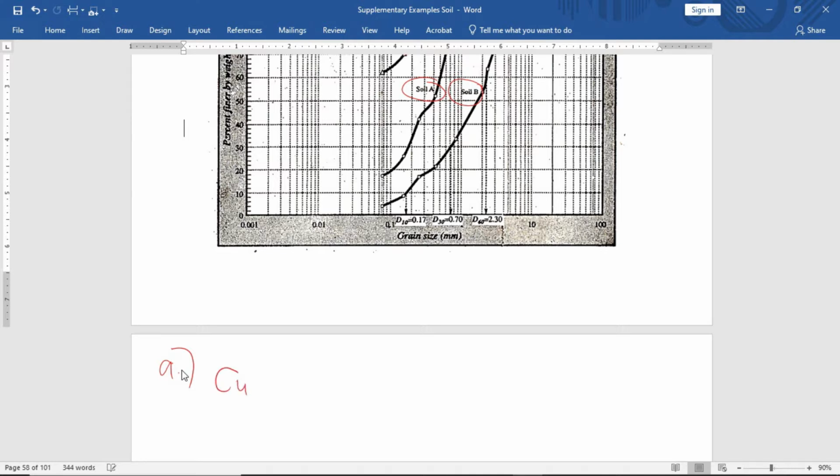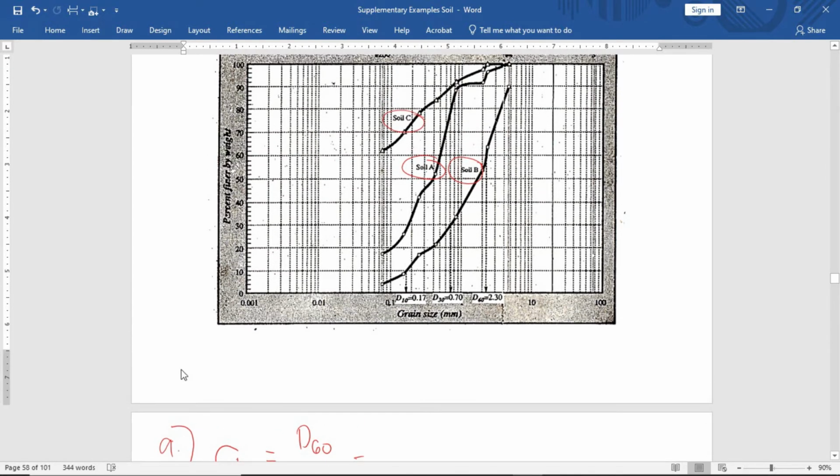Ano ba ang formula ng CU? CU is equal to D60 over D10. Ano ulit yung D60? D60 is the corresponding diameter to the 60% finer. Hanapin lang natin. Basta, huwag kayo malito ha. Soil B yung pinag-uusapan natin. Baka mamaya, soil A yung masolve nyo, which is mali yung isasagot nyo.